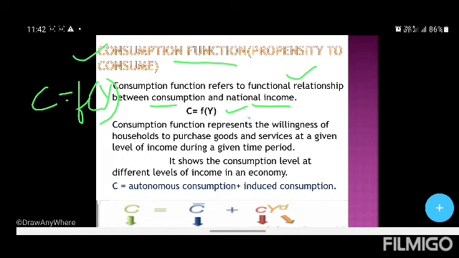Consumption function represents the willingness of households to purchase goods and services at a given level of income during a given period of time. At different levels of income, there is different consumption level. The law of consumption states that as income increases, consumption also increases, but less than the increase in income. So consumption is equal to autonomous consumption plus induced consumption.